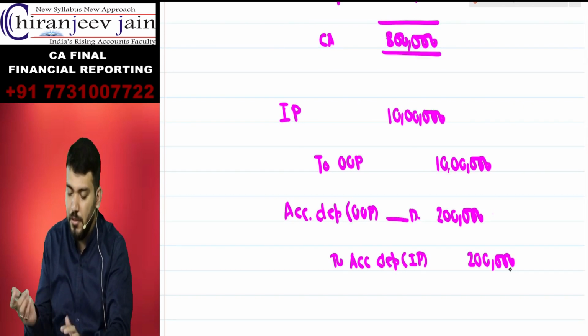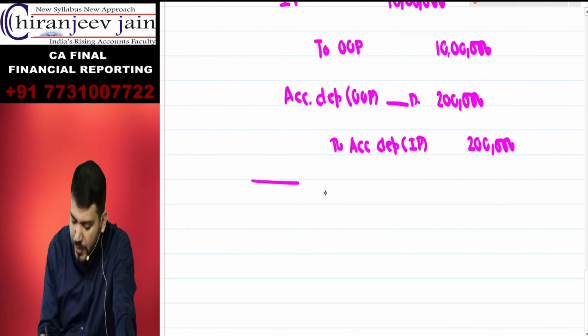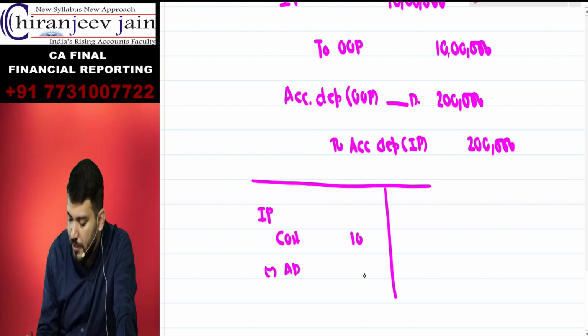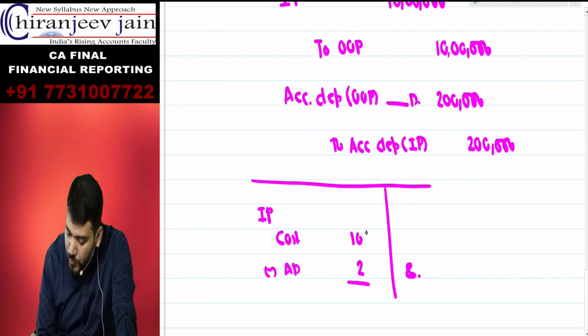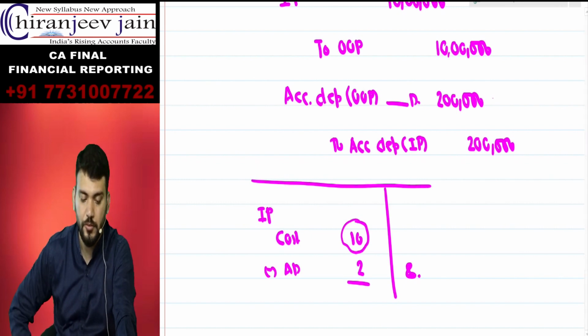Understood? Means journal entry was not required. I can do in this way also. Now investment property will come in balance sheet. Cost how much? 10 lakh. Accumulated depreciation how much? 2 lakh. It becomes how much? 8 lakh. So for disclosure purpose, cost price cannot be changed. Cost price cannot be changed. Understood? Understood? Bolo.